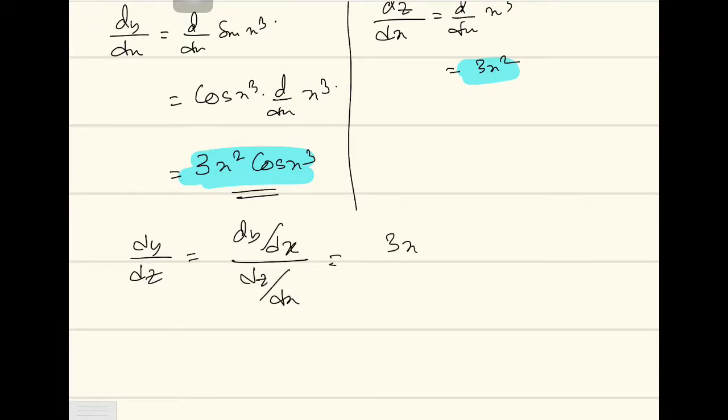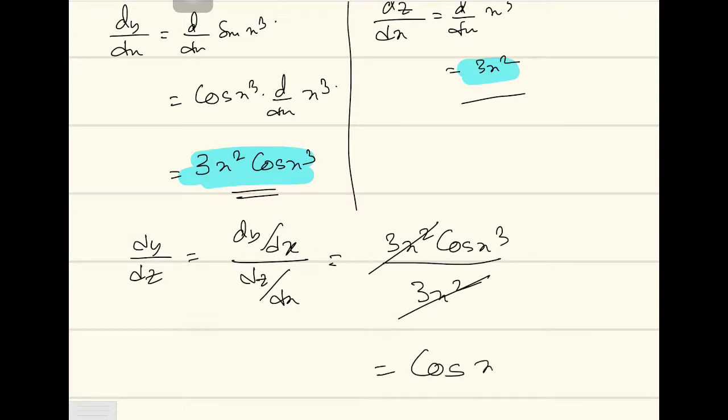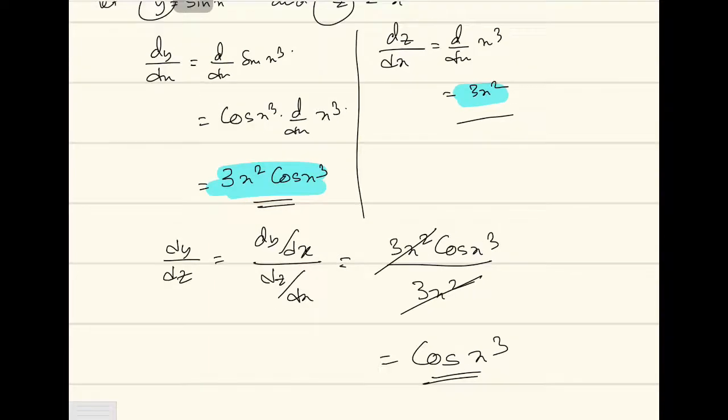So let's fill it up. 3x square cos x cube, that's dy by dx, and the second one is here 3x square. So cancel it out, and what is the answer, everyone? The answer is cos x cube. So that will be the differentiation of the first function with respect to the second function.